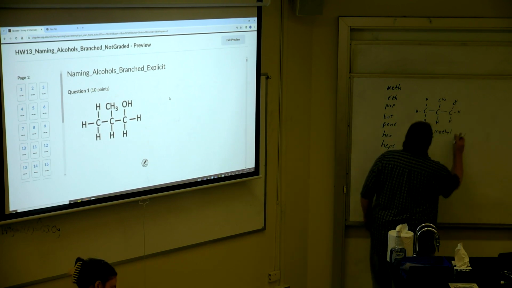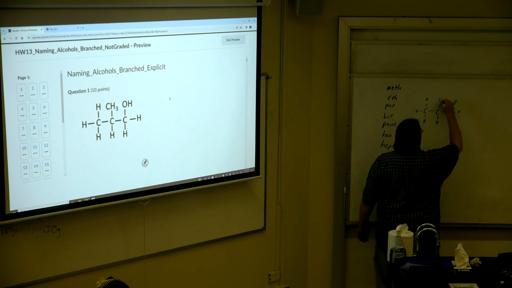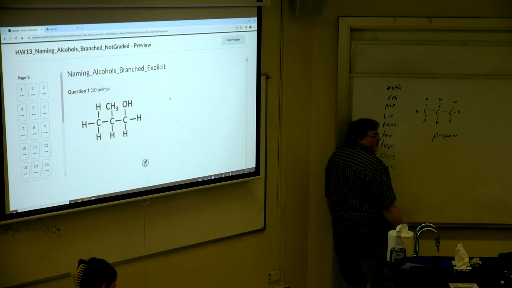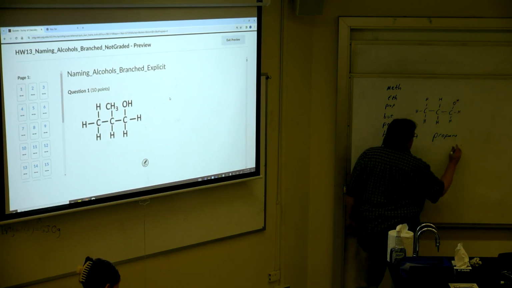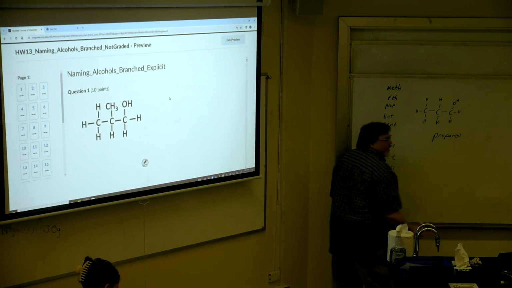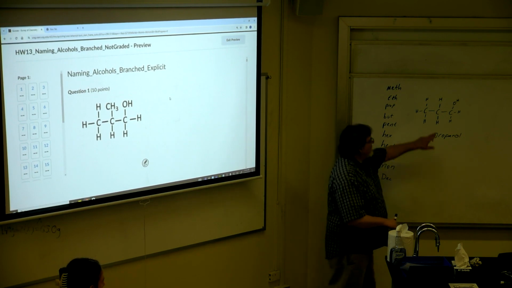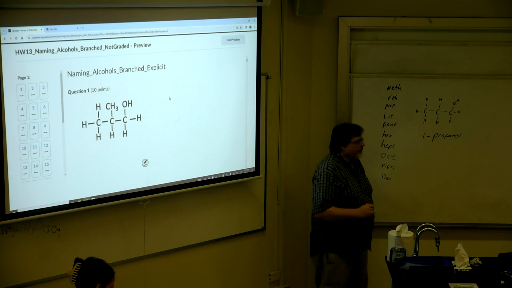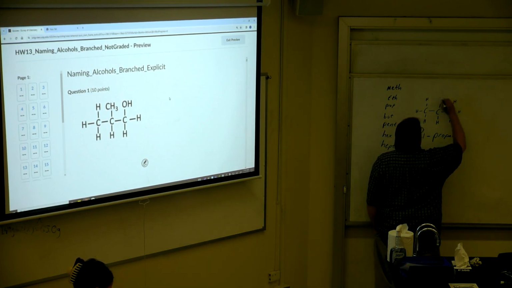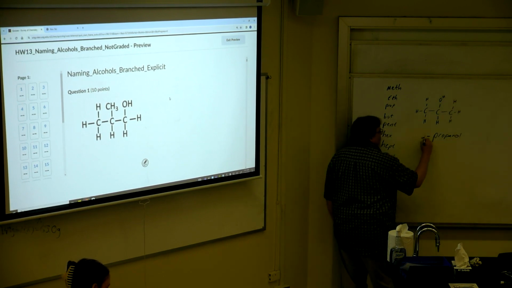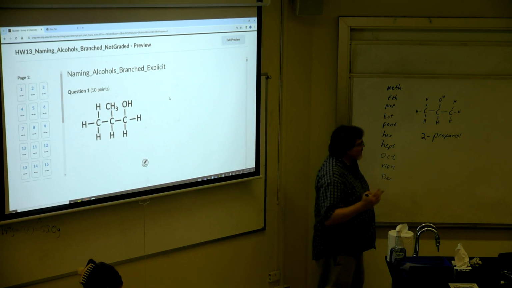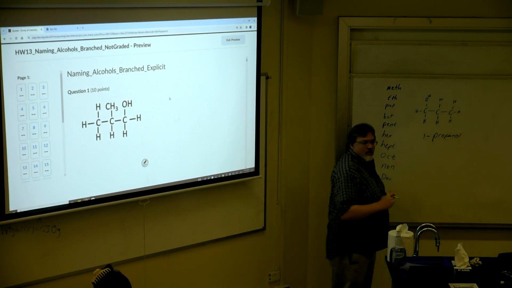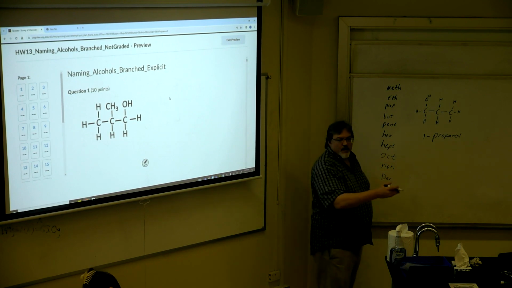Let me do this. If it weren't branched, that's propane. If I put an OH here, I'm going to snap off the E and say OL. Propanol. That OH could be on the central carbon or it can be on the end carbon, so we need a number here. That's 1 propanol. If it were here, that would be 2 propanol. Either way you count from, it's on the second carbon. If the OH were here, we're actually back to 1 propanol. It won't be 3 propanol because we can number the other way and make it 1 propanol.